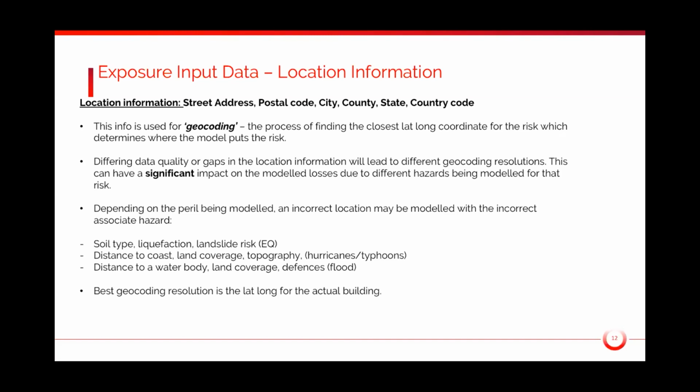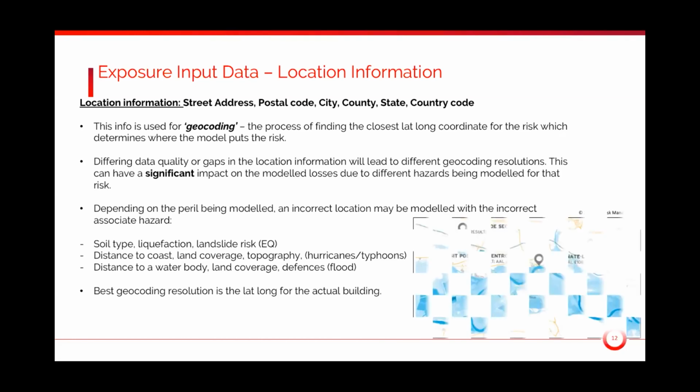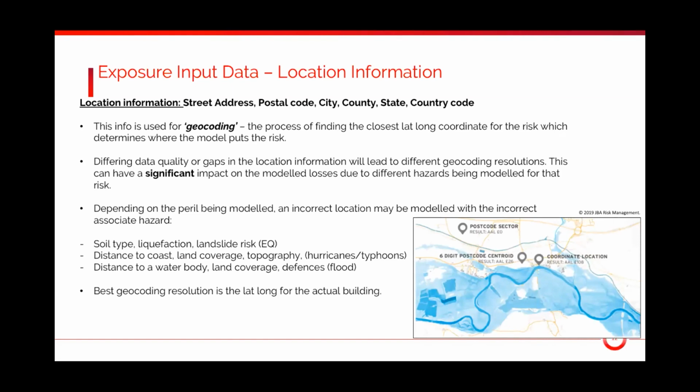So as you can see, these are all impacts of having wrong or not as accurate location information. And we always say the best geocoding resolution is the lat long for that actual building. So we've got an example here. This is a UK river network. So we've got 3 different points based on their geocoding resolution.